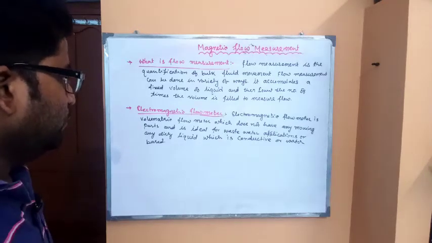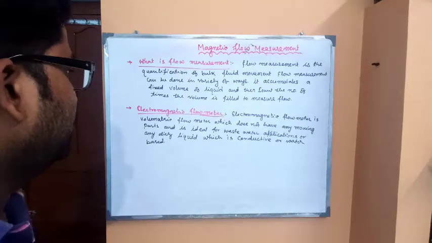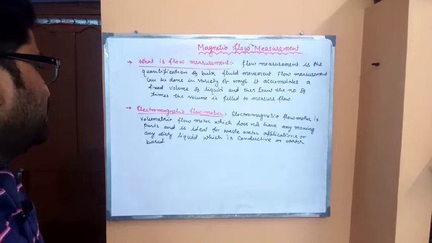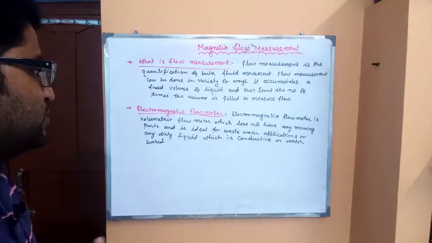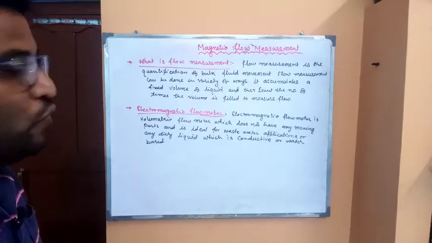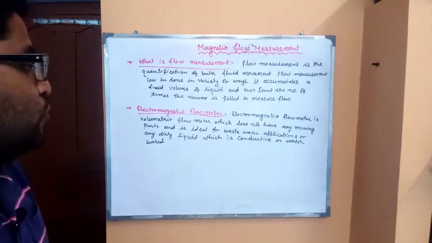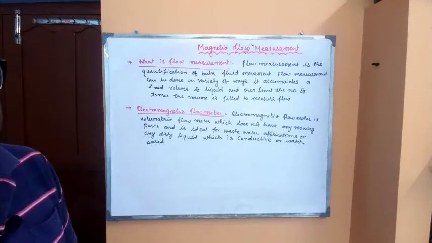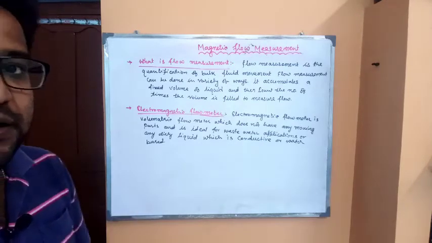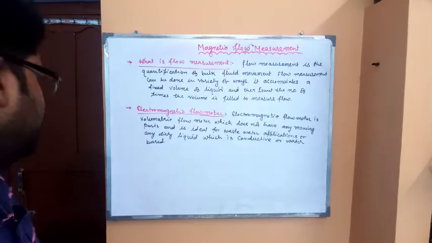Now we are going to discuss the electromagnetic flow meter. So what is an electromagnetic flow meter? An electromagnetic flow meter is a volumetric flow meter which doesn't have any moving parts, and it is ideal for wastewater applications or any dirty liquid which is conductive or water based. That means magnetic flow measurement can only be done on conductive liquids.